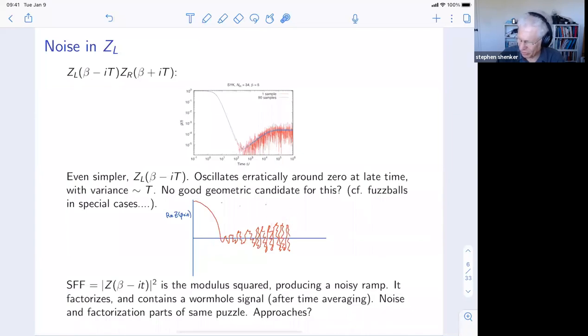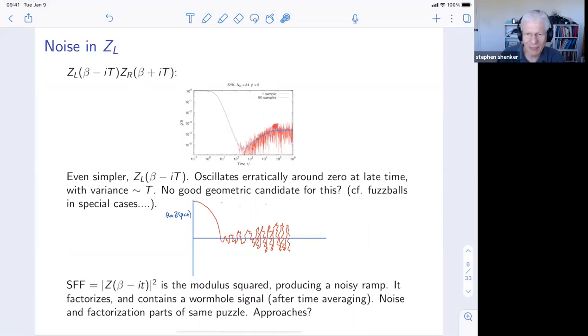And the variance of this noise increases like t. So the square of this gives this linear ramp. The square of this for one draw of the ensemble produces a noisy ramp. It factorizes. This is just a modulus squared of this. It's just a number squared. And as Phil had told you, this ramp is a signature of a wormhole. It contains the wormhole signal.